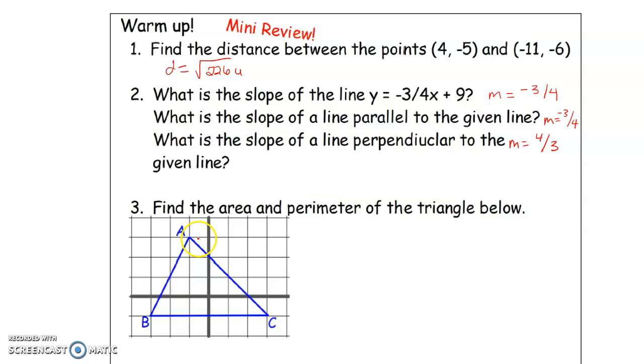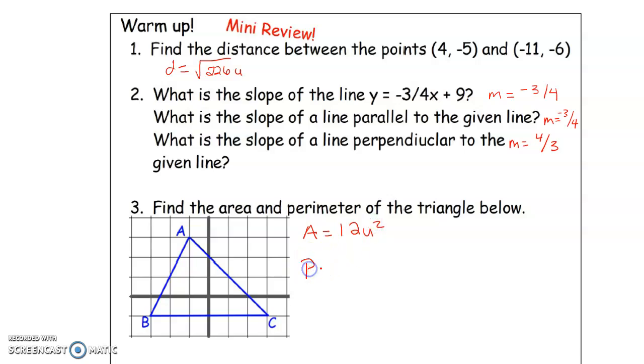On the area and the perimeter of the triangle here, remember our area is our base, BC, times our height, which is our altitude. So from the vertex A, perpendicular to the base, BC, is 4. So your area would be 6 times 4, which is 24, divided by 2. So you would have 12 units squared.